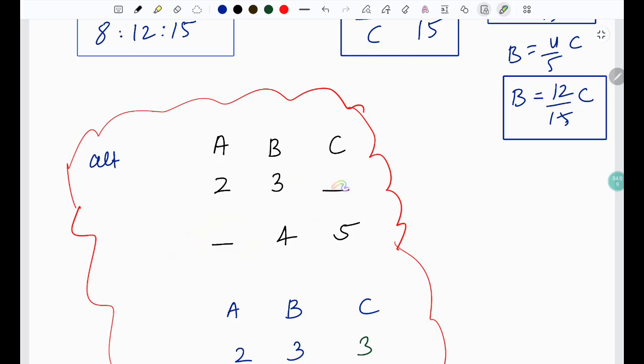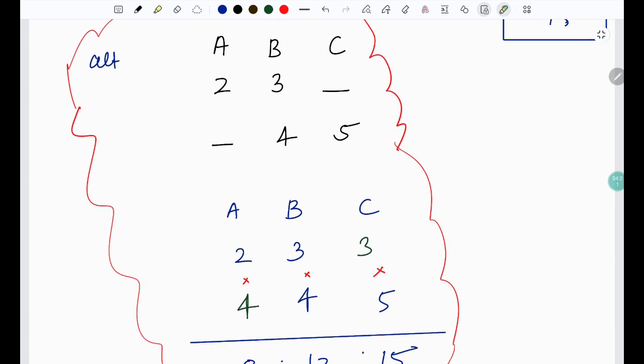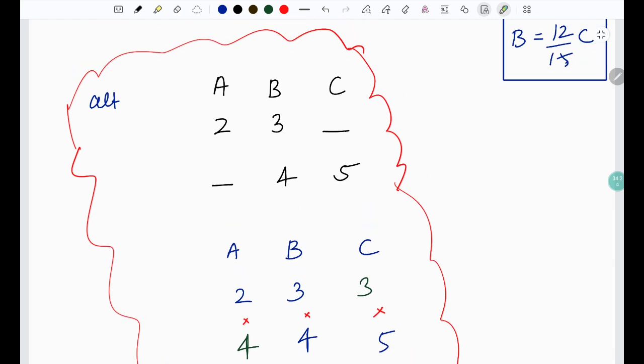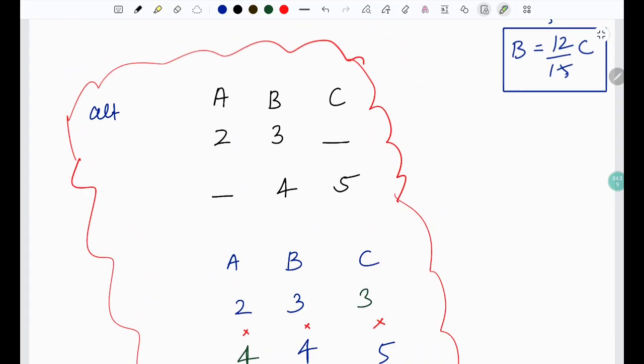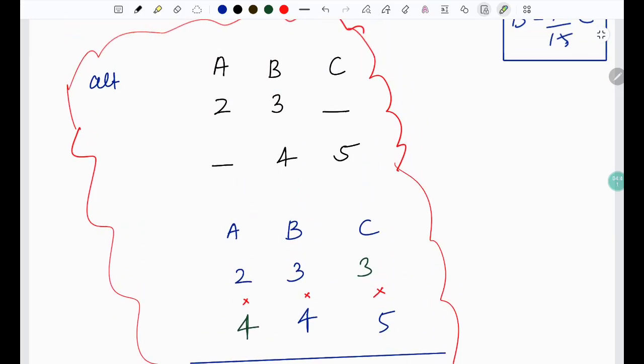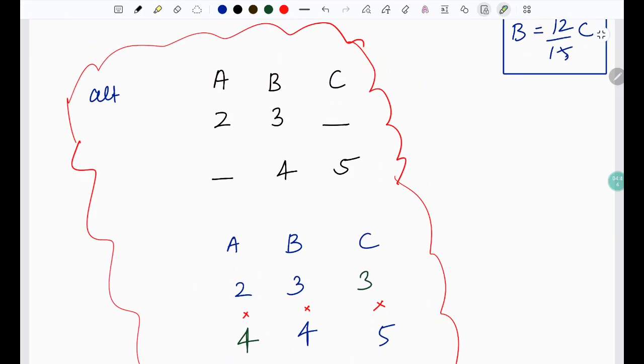Now what we'll be doing is, in this vacant space, I'll simply add the adjacent number. Similarly, in this vacant space, I'll simply add the adjacent number. So here it will come 3 and here it will come 4. So this is the matrix that we finally get. Now what I have to do is simply multiply the columns of A, B and C. So I'll be multiplying 2 into 4, 3 times 4 and 3 times 5. So the ratio becomes 8, 12, 15. So this is an alternate method which you can use to save some bit of time. You simply write A, B, C, which is what you have to find.